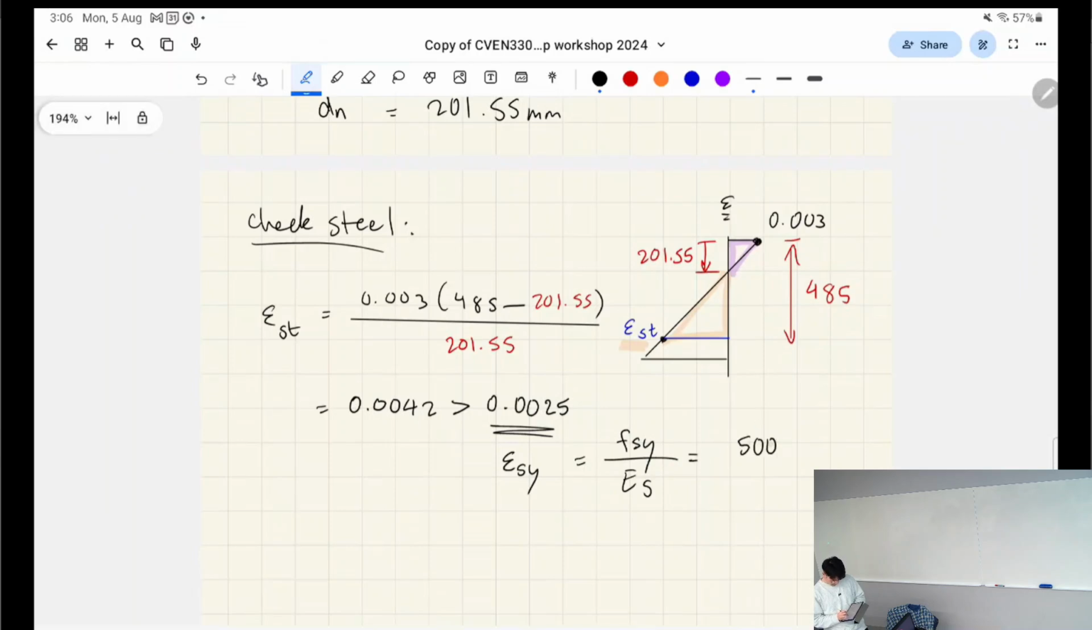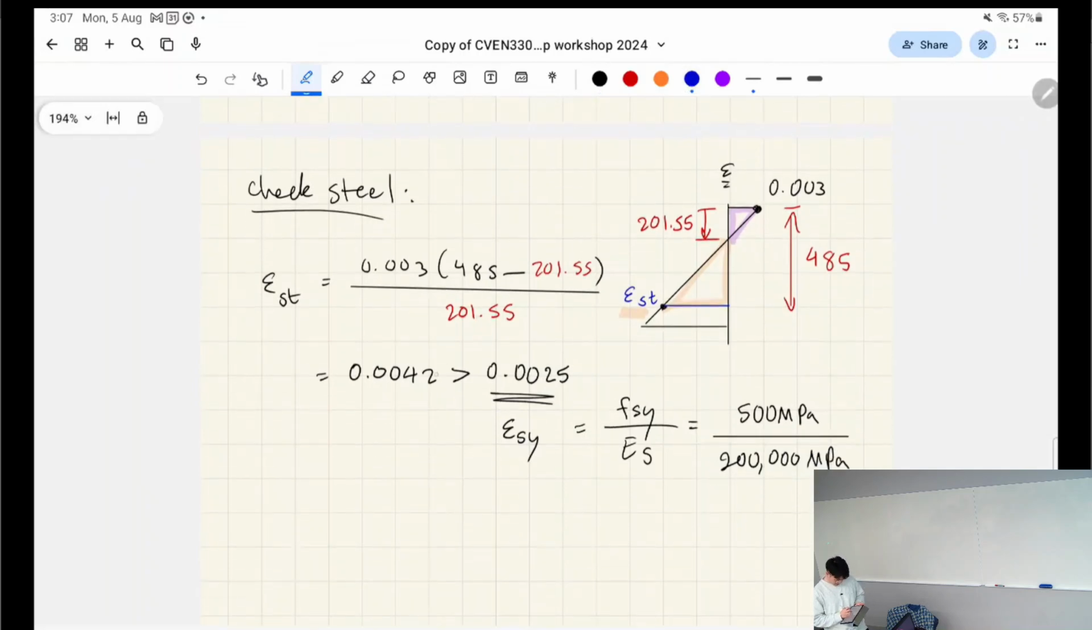So in our case, we had 500 MPa steel and 200,000 MPa modulus, right? That's where that comes from, 0.0025. That's a number you can memorize to make it faster in your exam, but it will change if either one of these things changes. This number will change if you have a slightly different steel strength. It will also change if you have a slightly different modulus, right?